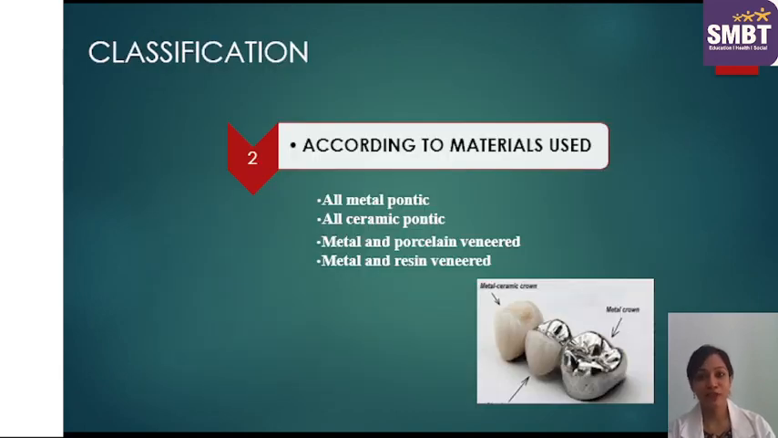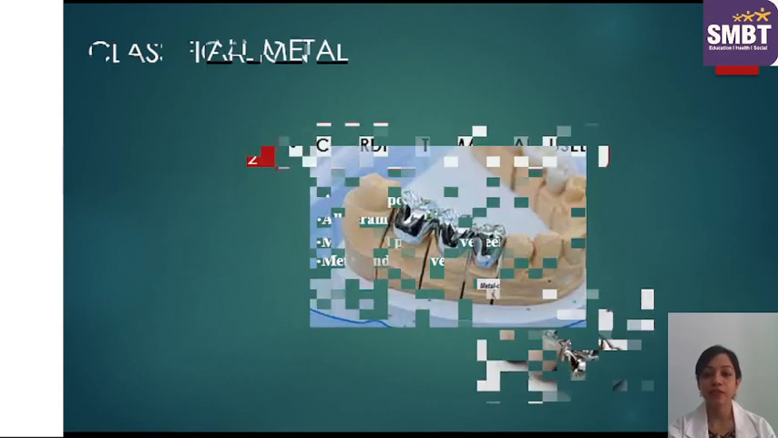Coming to the second classification, it depends on the materials that are used for the fabrication of the Pontic. That is, it could be all metal, it could be all ceramic, it could be metal and ceramic, or it could be a combination of metal and resin. Let us just have a look.